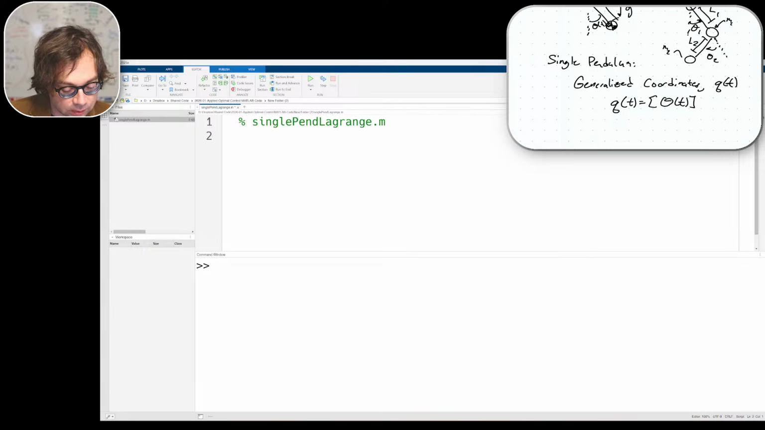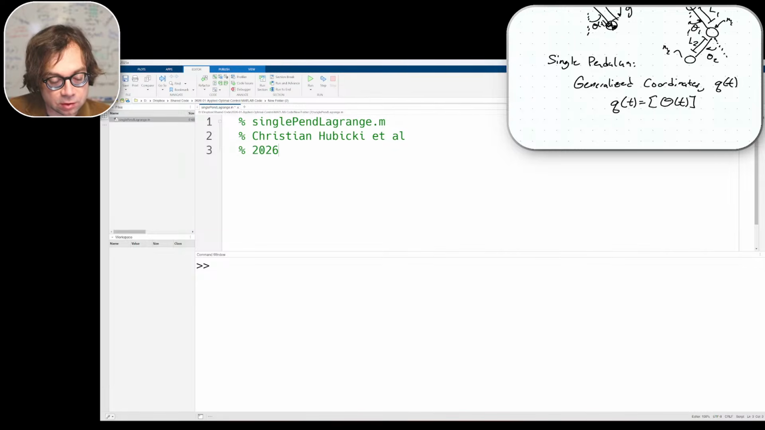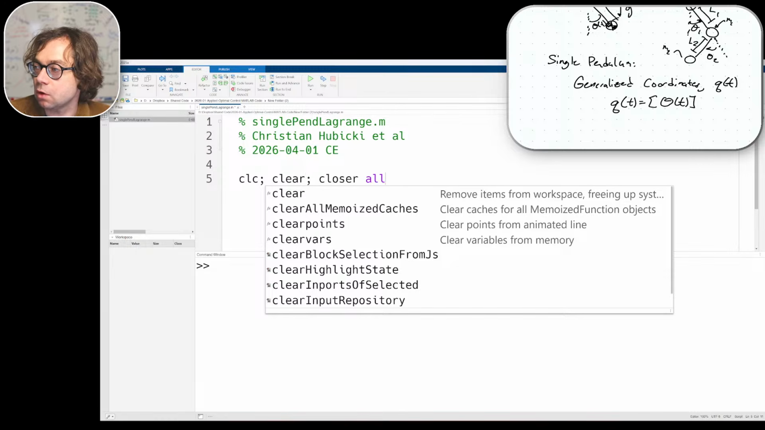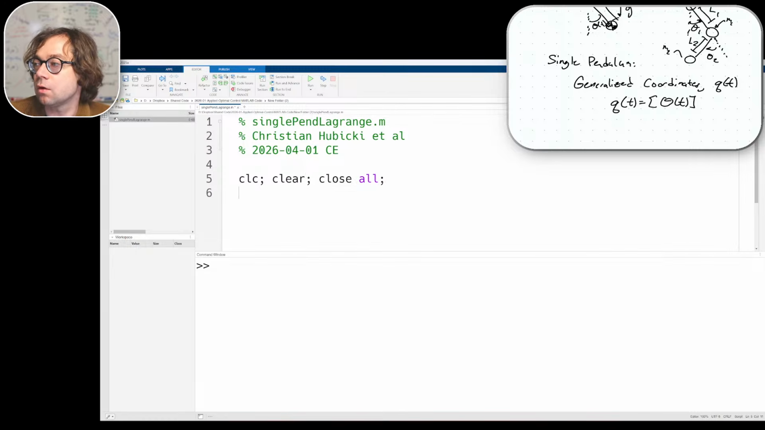.m. All right. Written by me and all of my friends here today, on this, the 2026, 0402 of the common era. First, we're going to clear everything. CLC, clear the screen. Clear all the variables. Close all the plots.